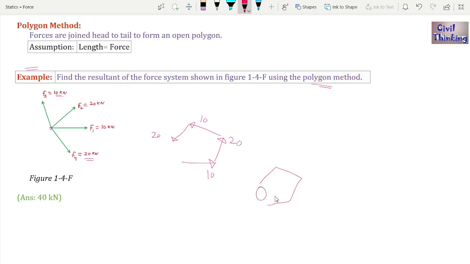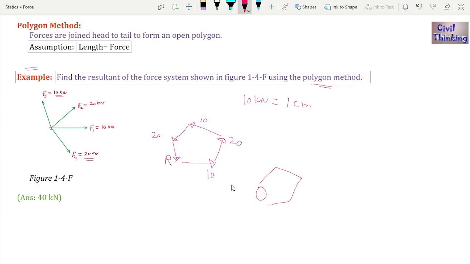I will show you here. From the head will be the tail of the resultant, and to the tail will be the head of the resultant, right? This will be the resultant. Now we have to assume, for example, 10 kilonewton is 1 centimeter. We are representing forces in terms of length. So we assume 10 kilonewton is 1 centimeter and we draw it. So this is 10 kilonewton.